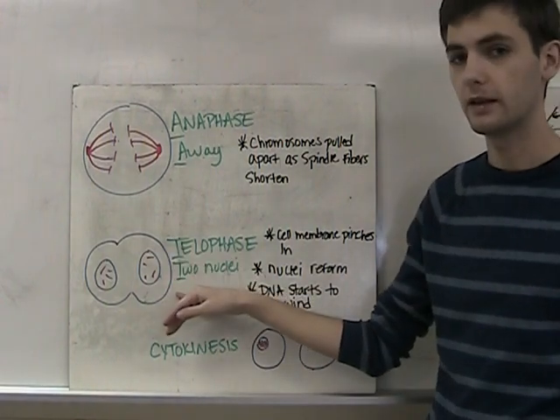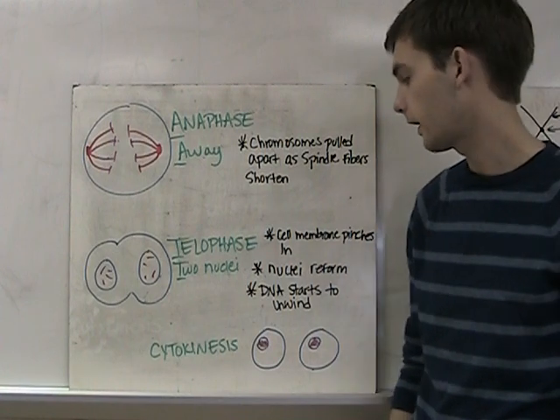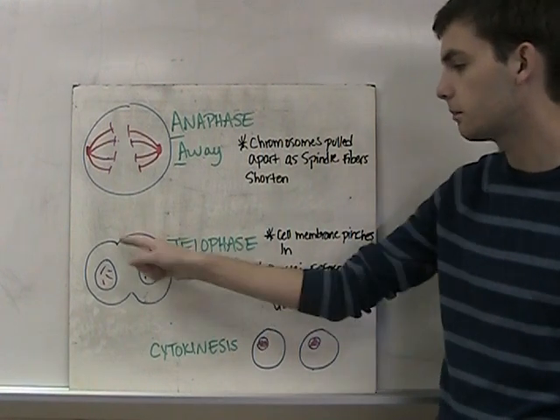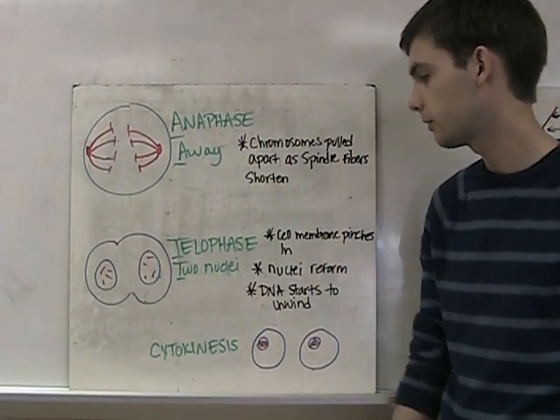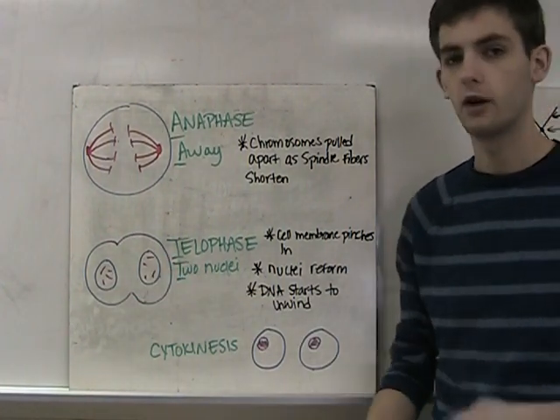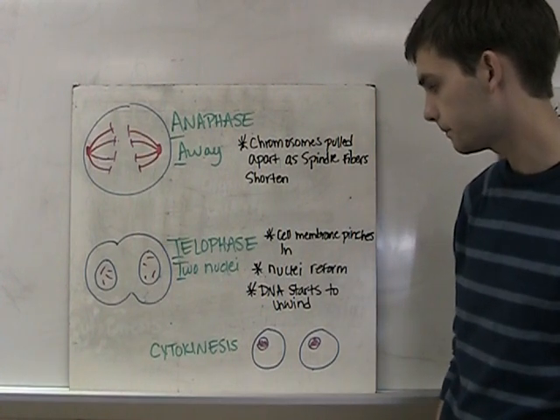The fourth step is telophase. This is the formation of 2 nuclei. So the cell membrane begins to pinch in, the nuclei reform around your chromatids, and the DNA starts to unwind and become uncoiled, just like it was in interphase.